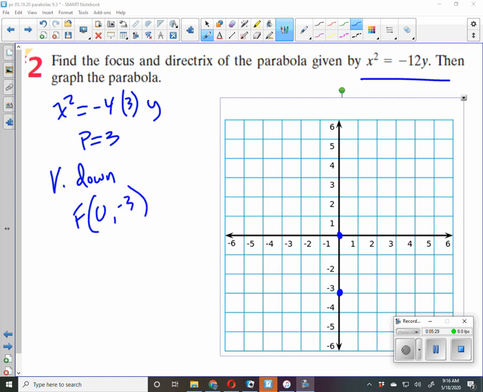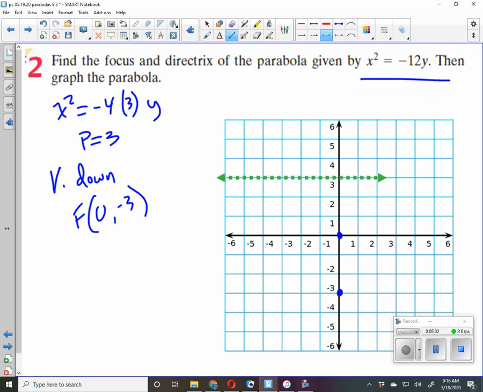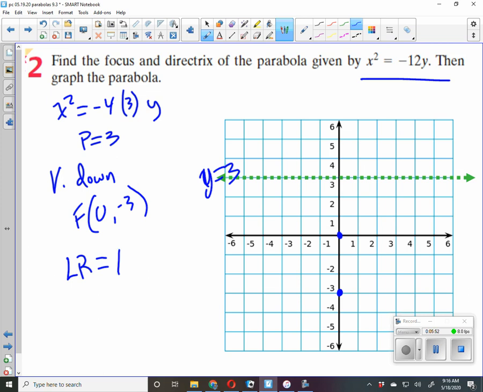My latus rectum is going to be at +3. That's up here. I'm sorry, my directrix is up there at y equals 3. My latus rectum, gotta love that name though, don't you? Is your 4p. That's going to be the absolute value of -12, which is 12. So that means 6 this way and 6 this way through the focus point. So I end up with a really wide parabola going through those points.